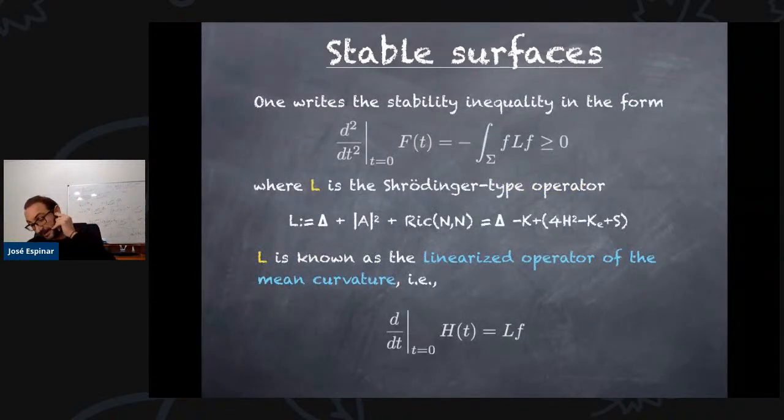So stability, we can rewrite in this way. I have to write this second derivative. We can write it in this kind of integral, this f times this Schrödinger type operator, L of f. There is the Laplacian plus some kind of potential, right? Actually, this operator, the Jacobi operator or linearized operator of the mean curvature, is called that way because if we take the first derivative of the variation of the mean curvature of the surface, what happens is that the first variation of the mean curvature is equal to this linearized operator. So that's an important geometrical tool.